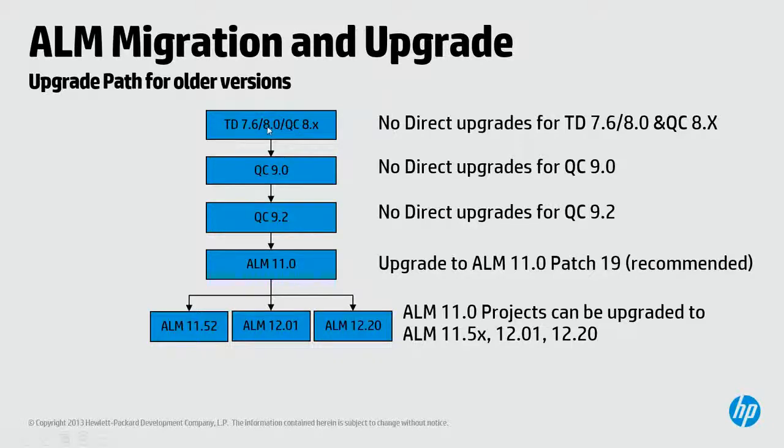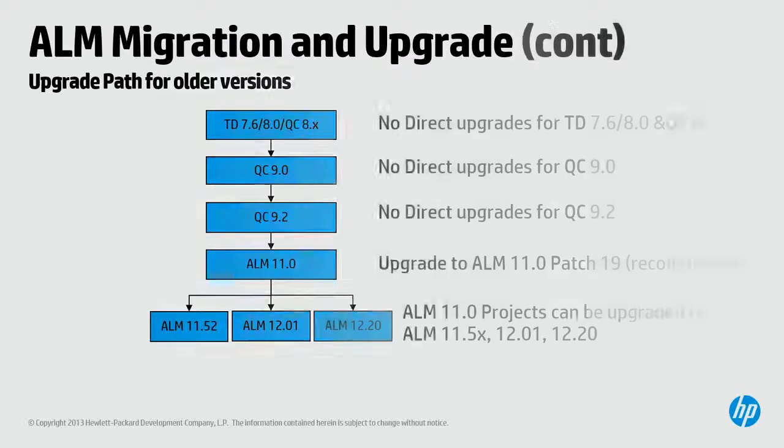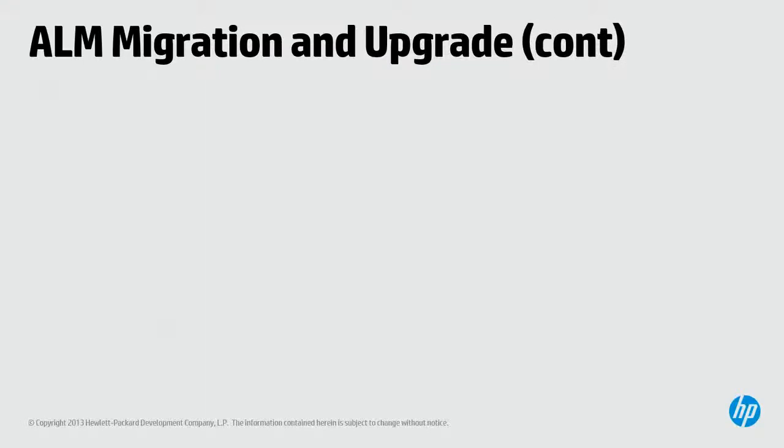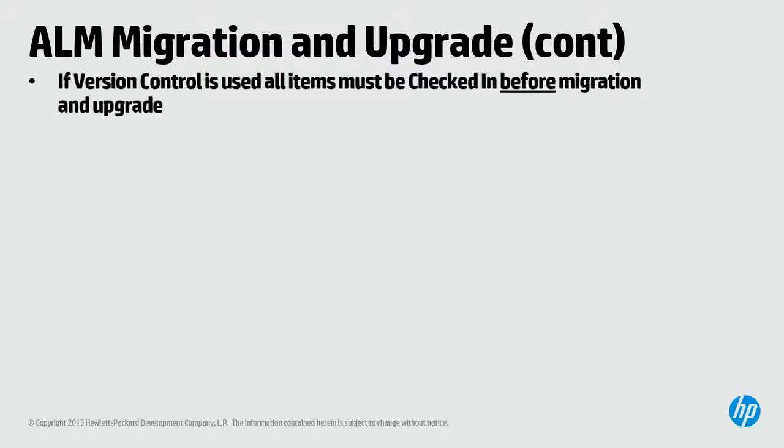They don't have a direct upgrade path. They're going to have to take, say, Test Director 7.6, 8, or 8.2. You can go to 9 or you can go to 9.2 with this product. Once you're at 9.2, you can go to 11. You can skip 10. I don't have 10 listed here. But once you're at ALM 11, you can go to any of the 3 supported versions, which are 11.5.2, 12.01, and 12.20. So that's for our folks out there that might be working on the dinosaur versions of our software. You do have a path forward, put it that way.